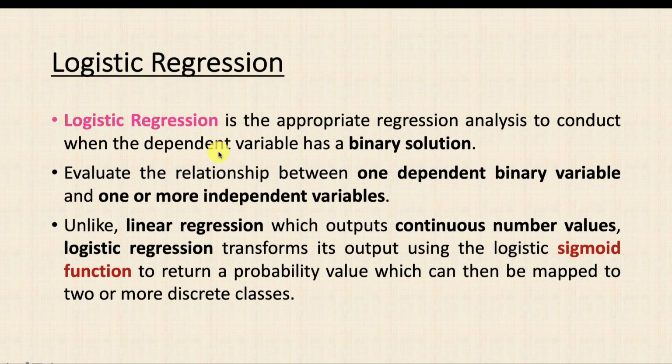Now, logistic regression is the appropriate regression analysis to conduct when the dependent variable has a binary solution. Earlier we saw that binary solution means either it is a zero or one, or yes or no kind of thing. It evaluates the relationship between one dependent binary variable and one or more independent variables. Unlike linear regression, which outputs continuous number values, logistic regression transforms its output using the logistic sigmoid function. So here one new thing is there, known as the sigmoid function. Very soon we are going to see what the sigmoid function is. The sigmoid function returns a probability value which can be mapped to two or more discrete classes, right?